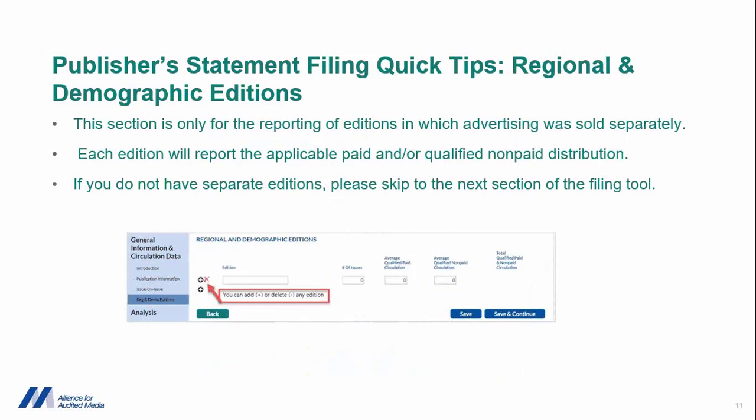Once you're done with the issue by issue section, it'll bring you down to regional and demographic additions. This is only applicable for those publications that have a regional or demographic issue. If you do, this is a section you would fill out. If not, you just skip and move forward.